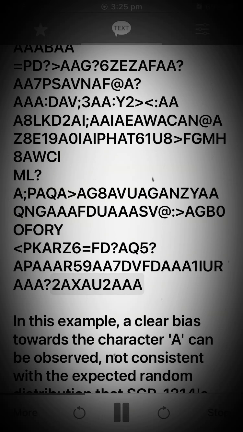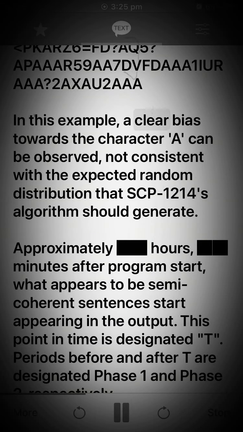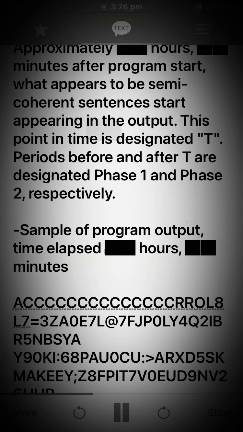In this example, a clear bias towards the character A can be observed, not consistent with the expected random distribution that SCP-1214's algorithm should generate. Approximately hours, minutes after program start, what appears to be semi-coherent sentences start appearing in the output. This point in time is designated T. Periods before and after T are designated Phase 1 and Phase 2, respectively. Sample of program output. Time elapsed: hours, minutes.